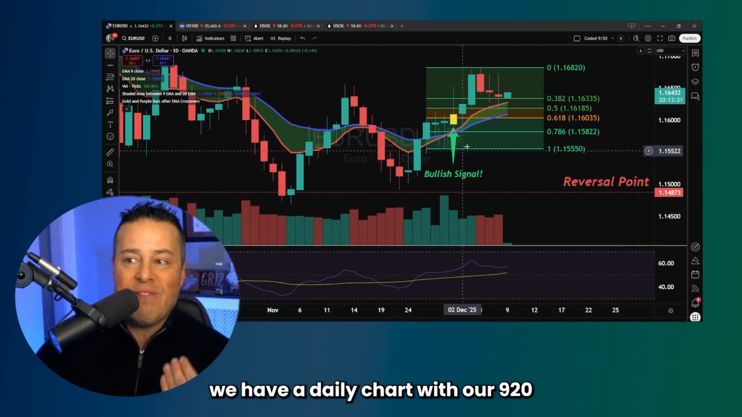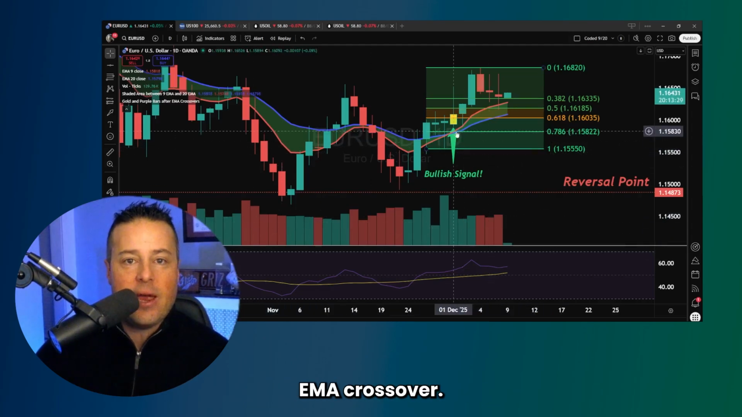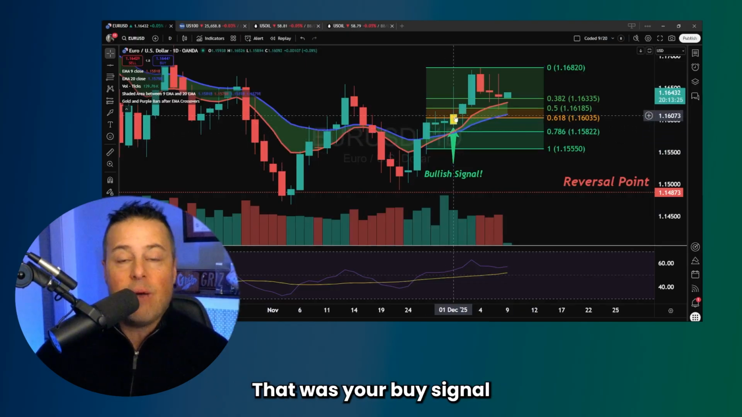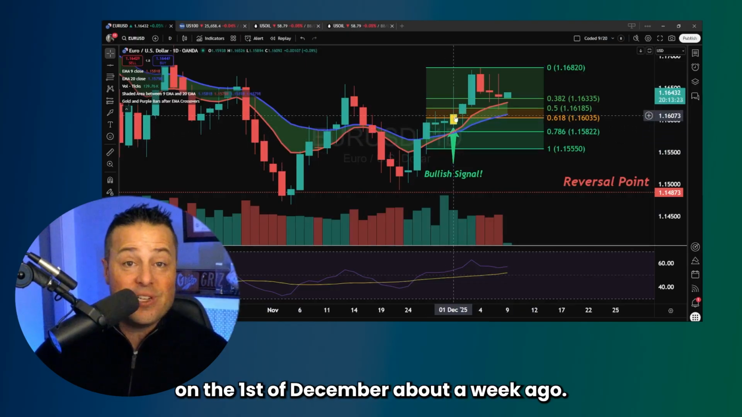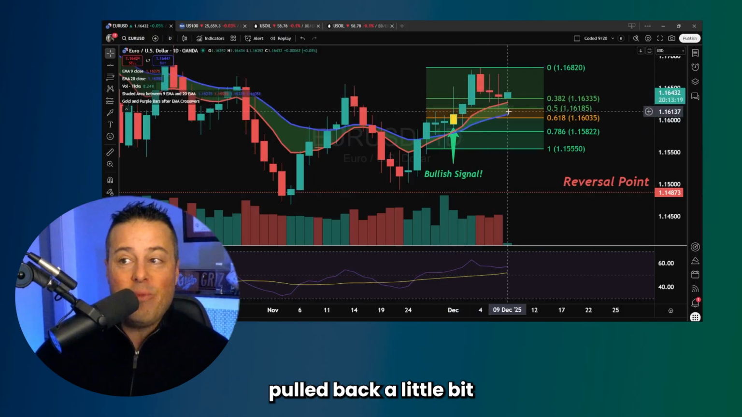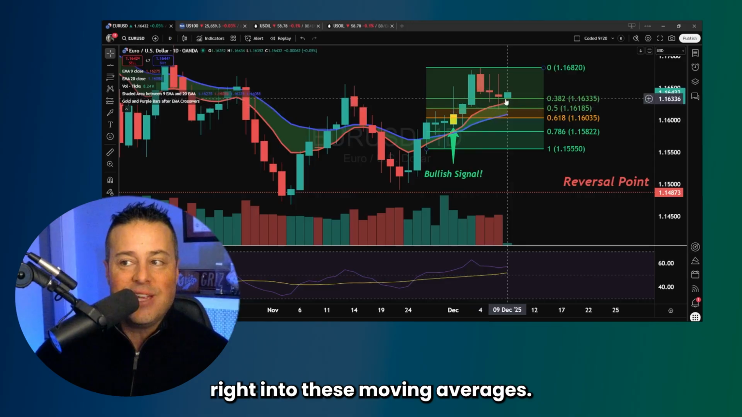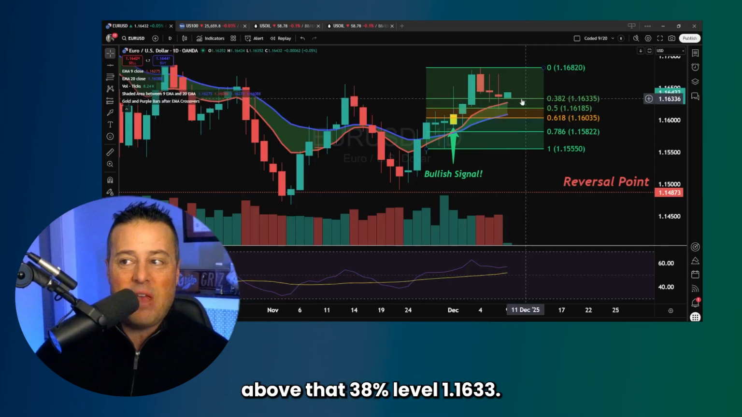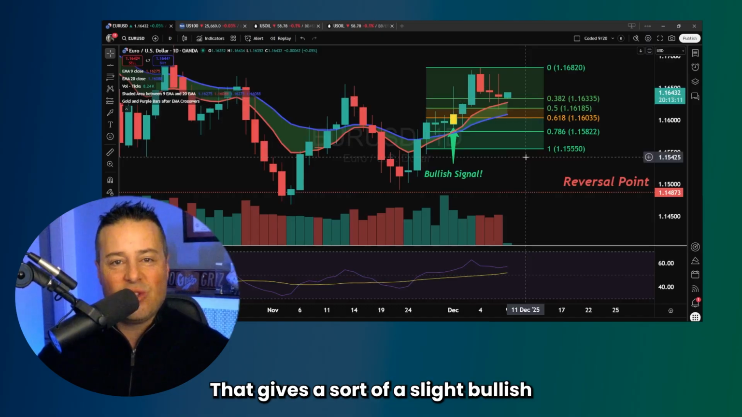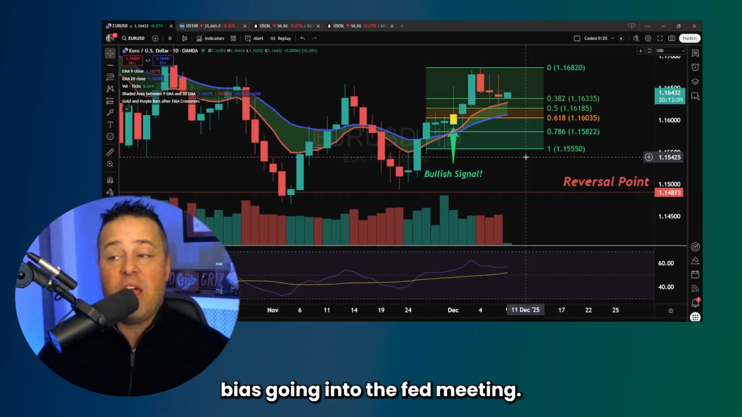So right here, you can see we have a daily chart with our 9/20 EMA crossover. The 9 has crossed over the 20. That was your bullish signal. That was your buy signal on the 1st of December about a week ago. And you can see the price really rallied up, pulled back a little bit right into these moving averages, and now you're reestablished back above that 38% level, 1.1633. That's a bullish read. That gives us sort of a slight bullish bias going into the Fed meeting.